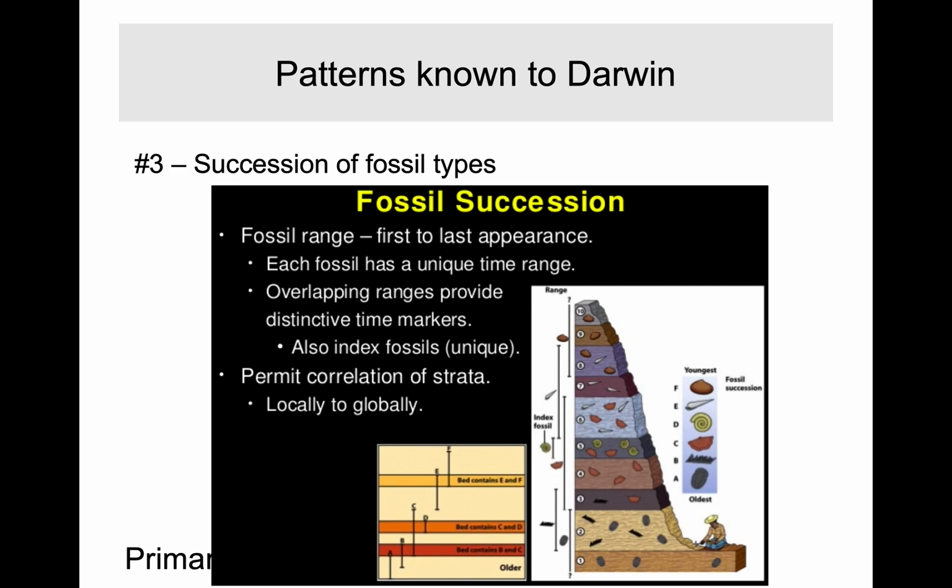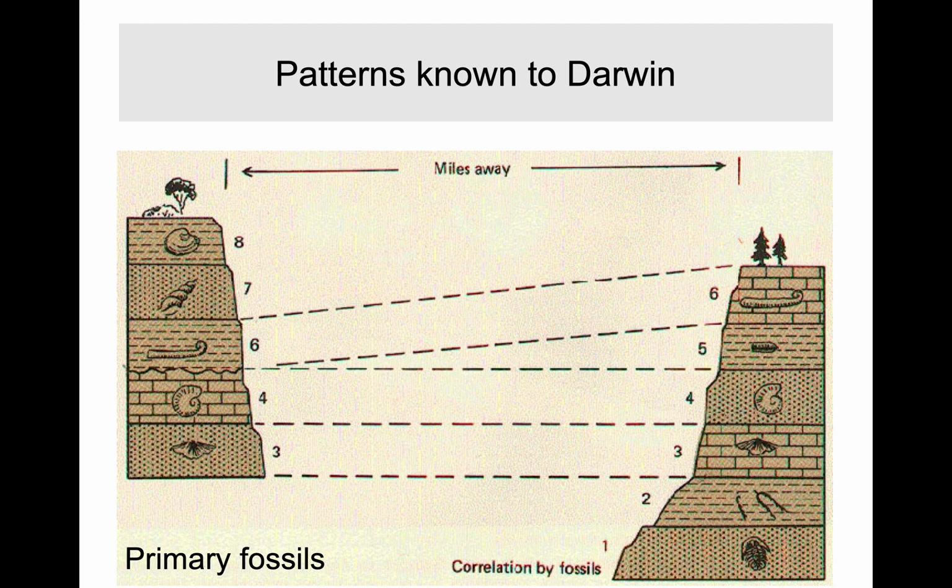Succession of fossil types. So looking at these, you have this range of fossils, and as they're laid down within the different layers, each fossil is going to have its own unique time range. There's going to be overlapping ranges, which will help us to provide time markers, and also use fossils as indices for the age of certain layers. And it's also going to allow us to permit correlation between strata, both locally and globally. So here are some examples of this.